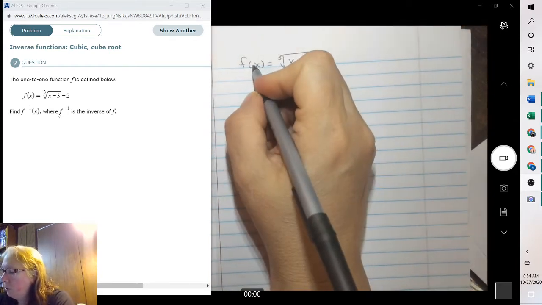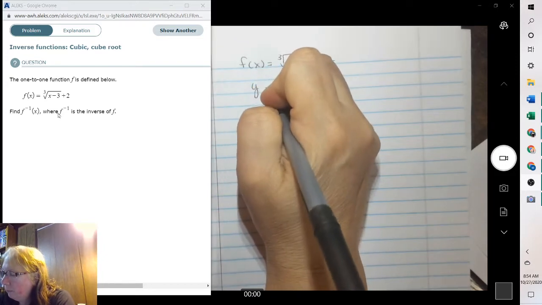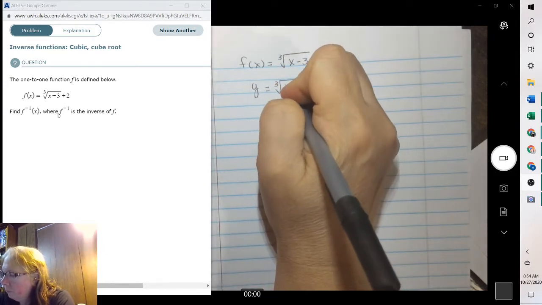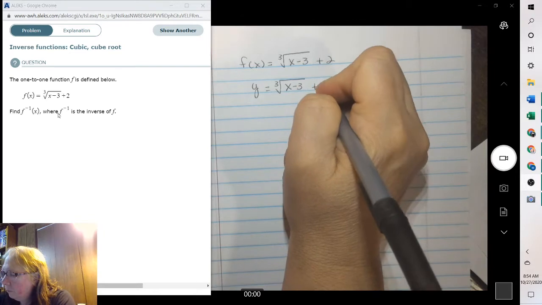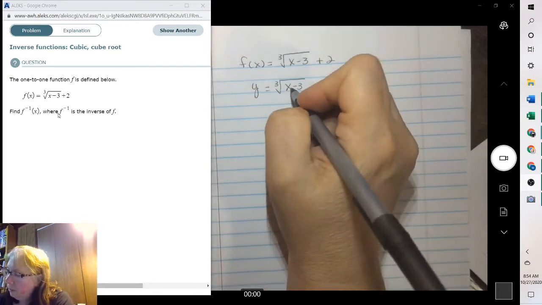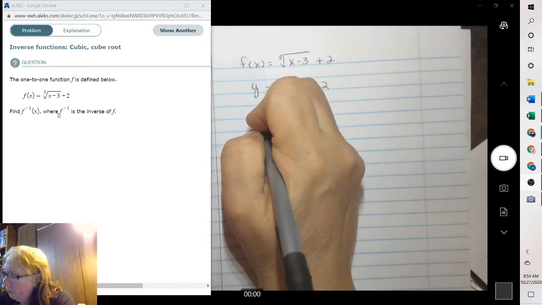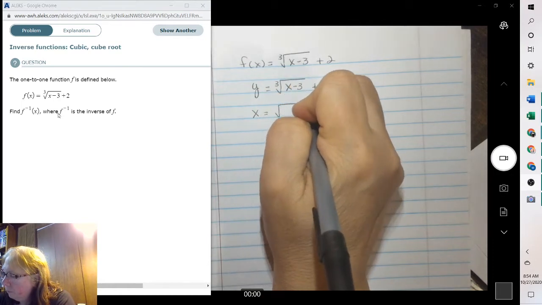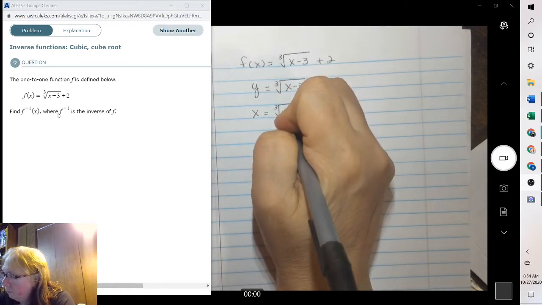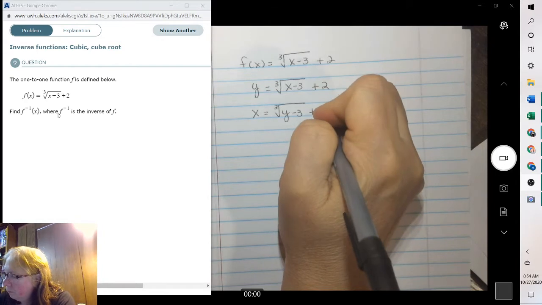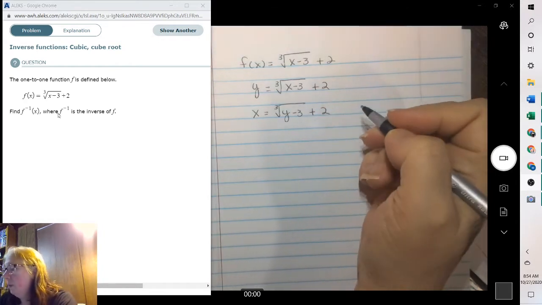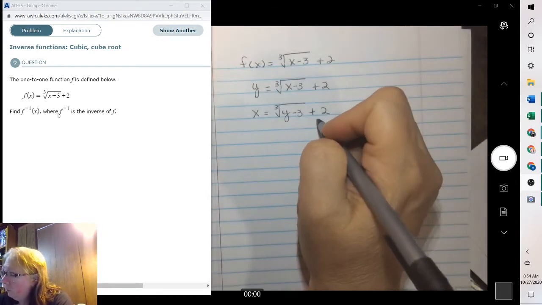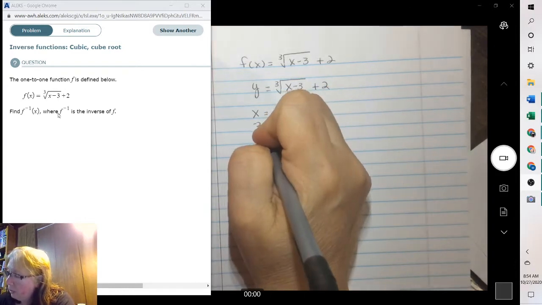The first one is to change f of x to y. Second step, switch x and y. Third step, solve for y. To solve, we're going to subtract the 2 to the other side.